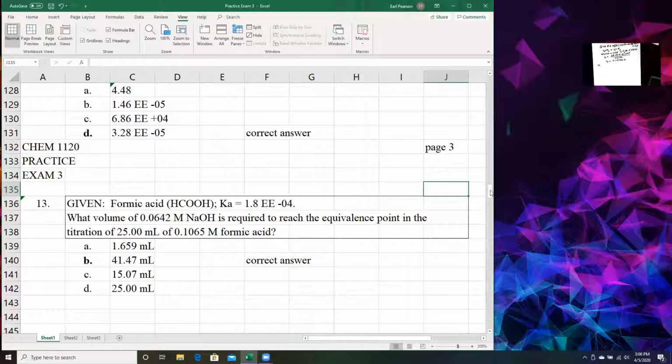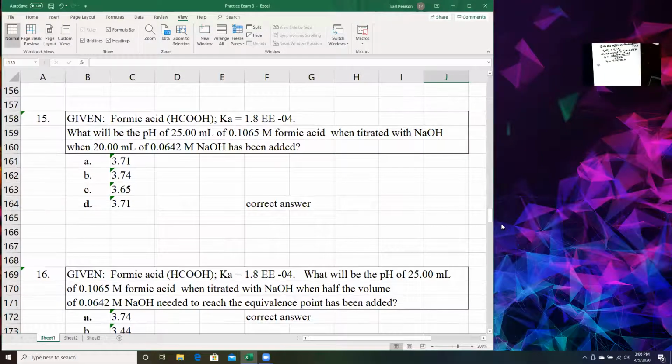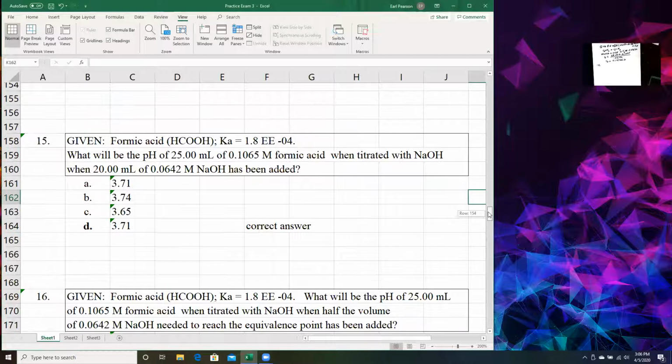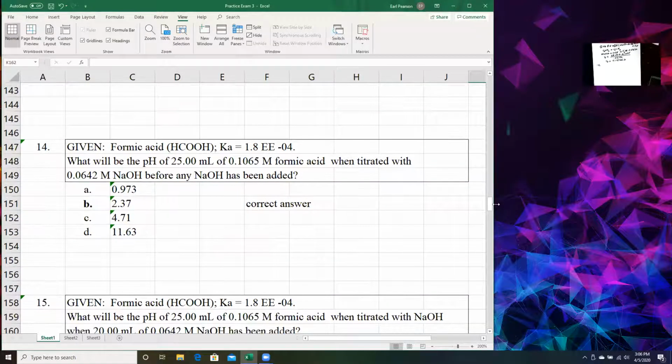All right, so let's go to number 14. Number 14 now: what will be the pH of that 25 milliliters of formic acid when titrated with NaOH when 20 milliliters of the NaOH, whoops, I'm at 15. I'm supposed to be at 14. That thing jumped on me. There we go. This is the one we want to do. We want to know the pH of that before any base is added.